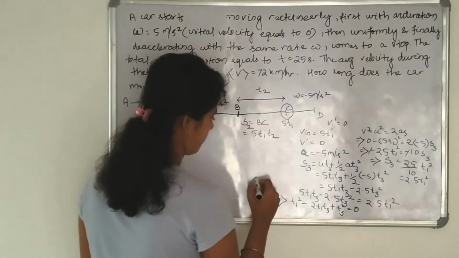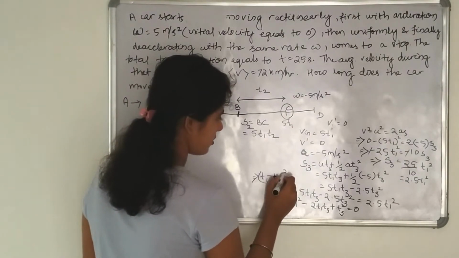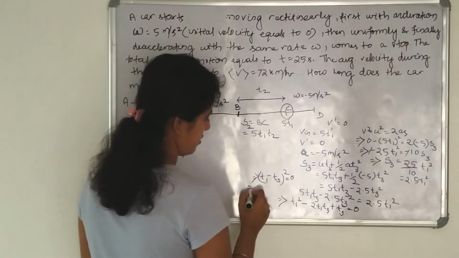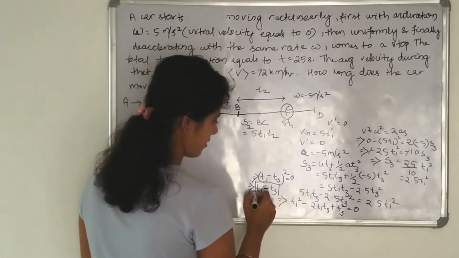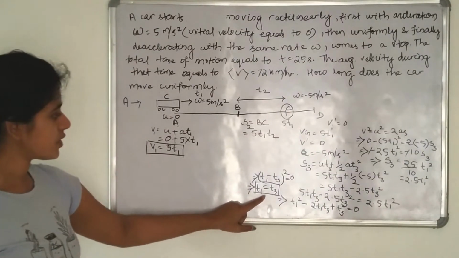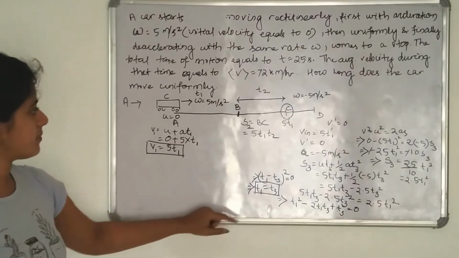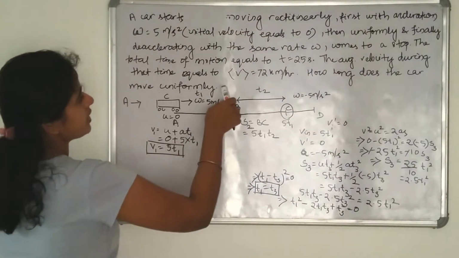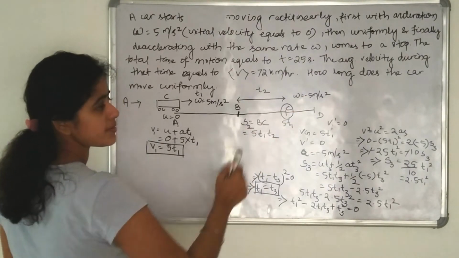So, T1 minus T3 whole square is equal to 0. This means T1 is equal to T3. Okay, so here we have got one relation, that is T1 is equal to T3. It is telling us that the total time of motion is equal to 25 seconds.